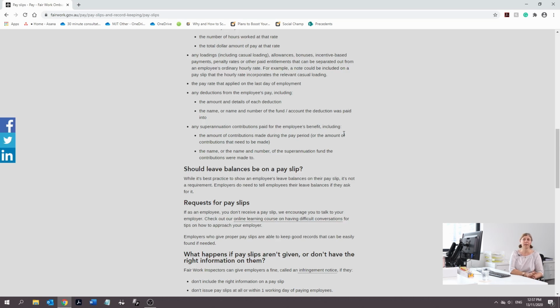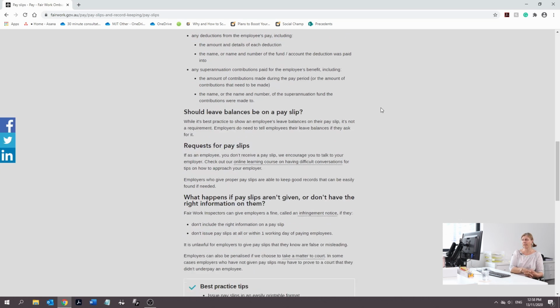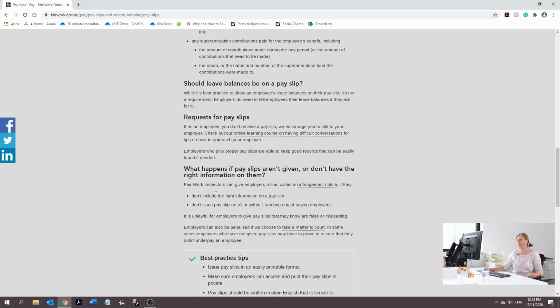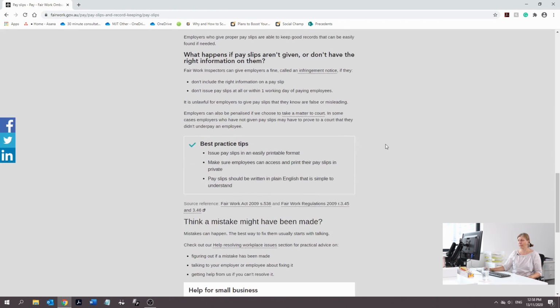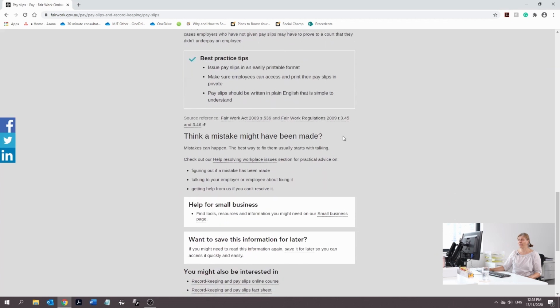It is your right to ask about what sort of leave balances you've got left, and your employer should be able to provide you with an accurate number. And your request for payslips, it is absolutely okay to ask for your payslips, especially if you're not receiving them regularly. And then it just talks about what happens if you don't receive a payslip. Okay, and there's some best practice tips.